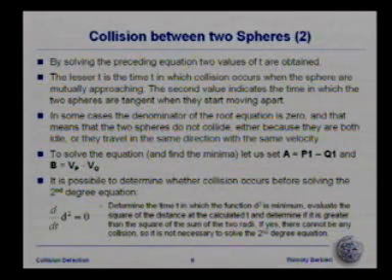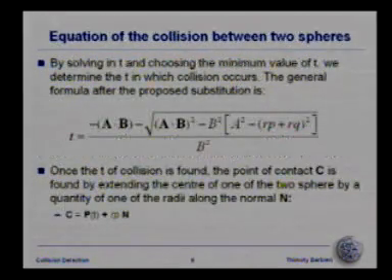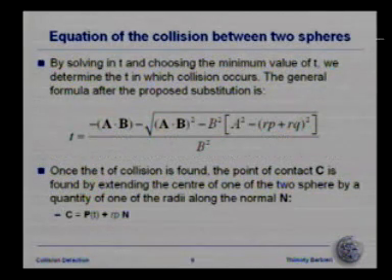To solve that equation, we can solve it analytically by making this substitution: A equals P1 minus Q1, and B equals Vp minus Vq. If you make that substitution, you can choose the minimum value of t by applying this formula. Once you find the time of collision, you can find the point of contact in the usual way, by moving along the normal by the quantity of one of the radii.